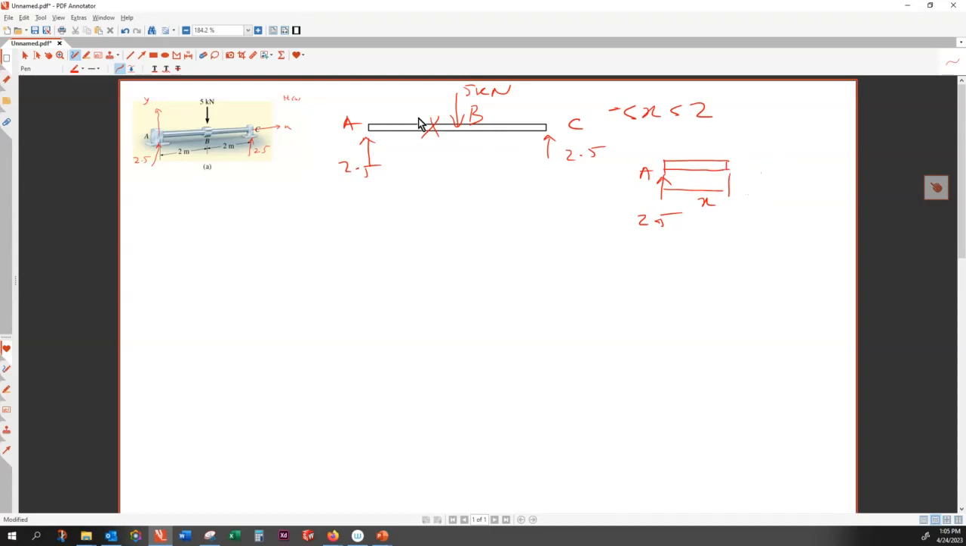At this X, because I'm cutting the beam, every time you cut a beam, there will be three types of internal load. The first one will be N of X, that's the positive N of X. The second one would be V of X, positive. And the third one is M of X, positive. All right, so you have to find out three internal forces. N of X is simple because all forces are vertical, so this is zero. So what can you tell me about V of X? V of X is equal to 2.5.